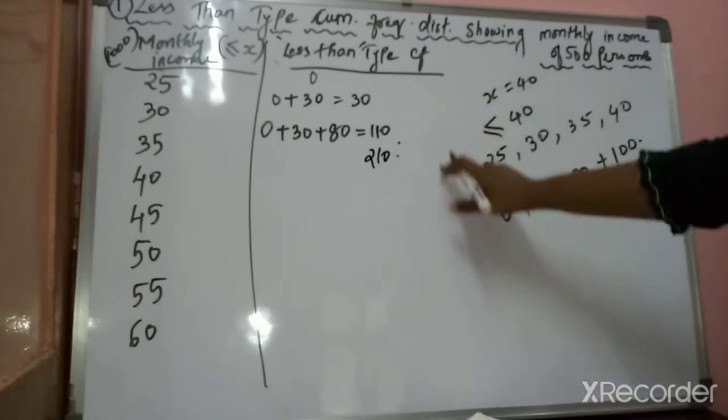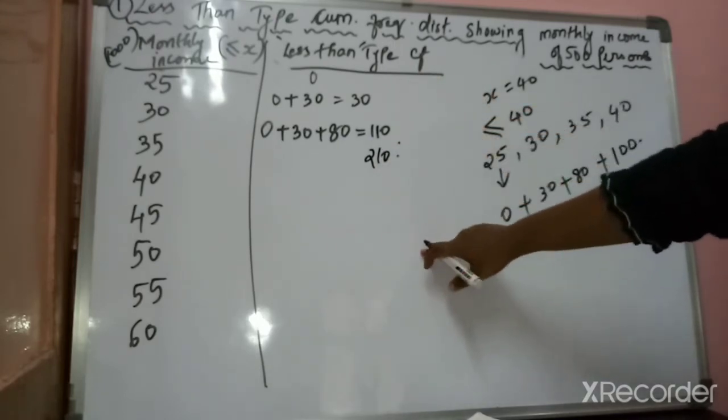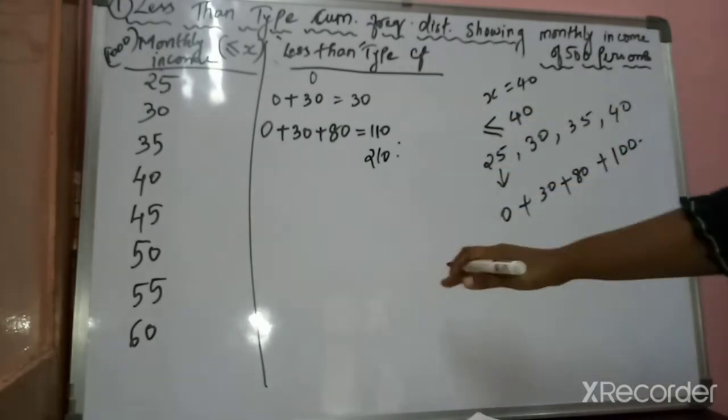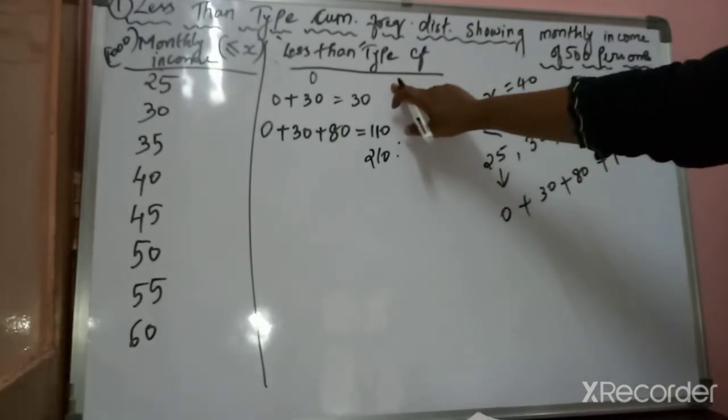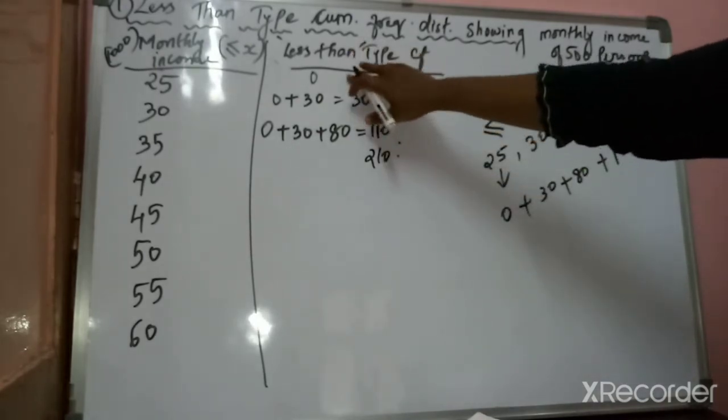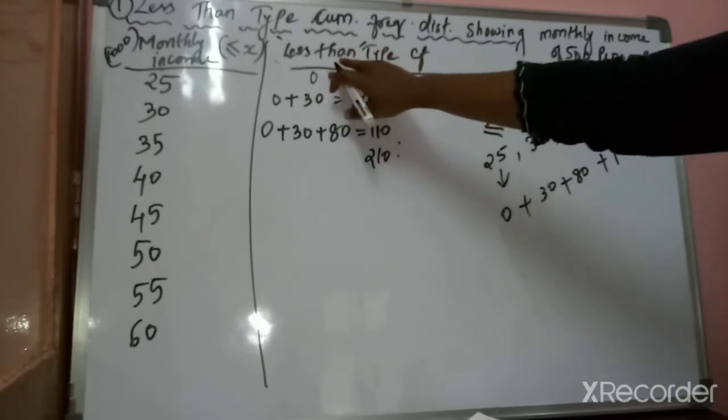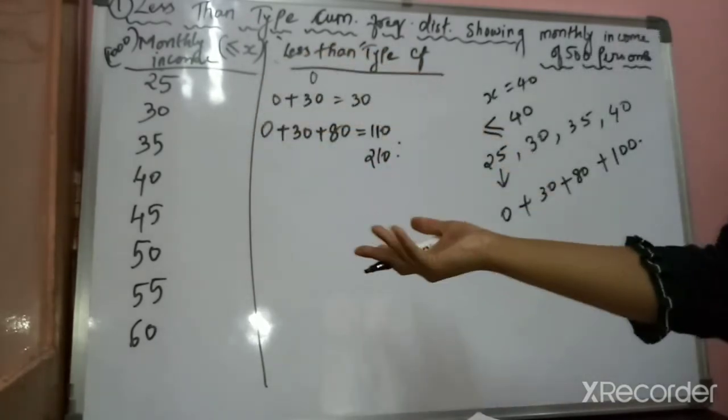So I hope this is clear to you. You just have to add up all the frequencies one by one. In the initial, it would be 0. Always remember, in the less than type, the initial class would always be 0, because below 25,000 no one is there.